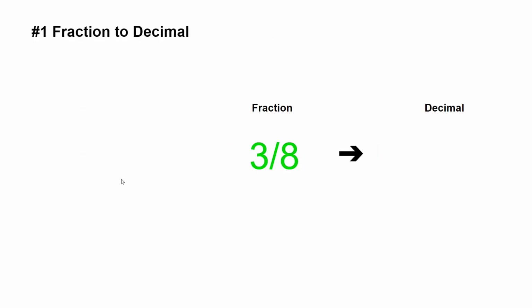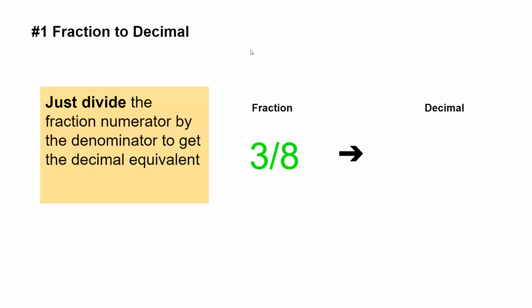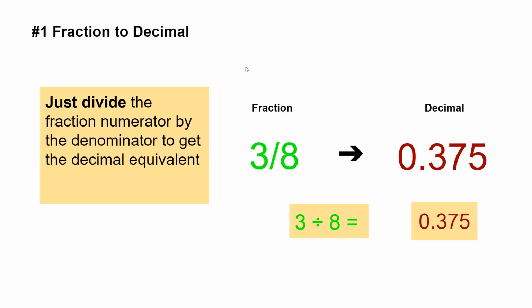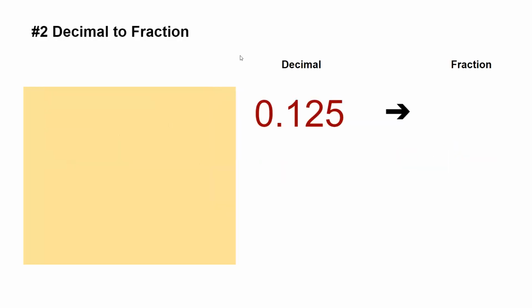Here's the first conversion we want to do, which is from a fraction to a decimal. We want to convert 3/8 to a decimal. How do we want to do that? Fortunately, this is pretty easy. You just divide the numerator by the denominator, and that is going to give you the decimal equivalent. So 3 divided by 8 equals 0.375, which is our answer. It's that easy. Just divide to turn a fraction into a decimal.